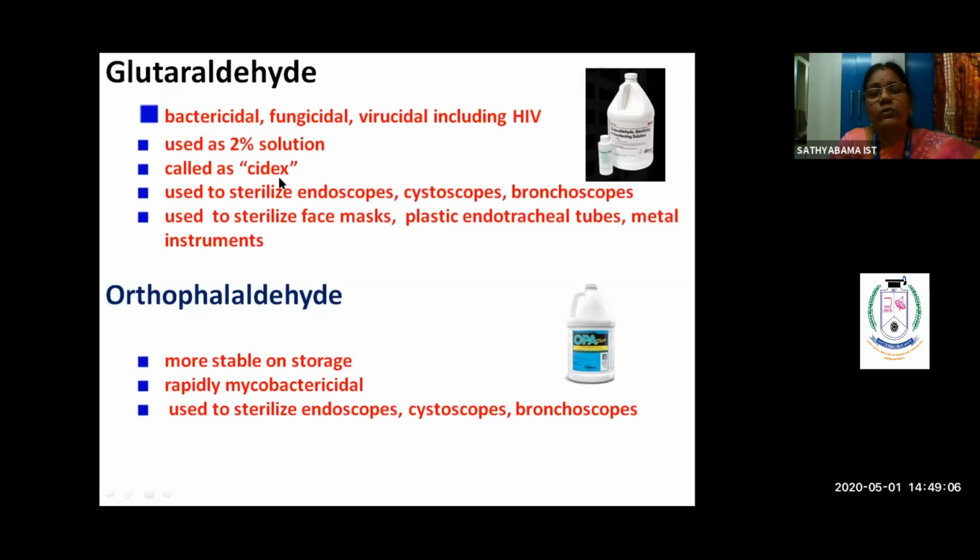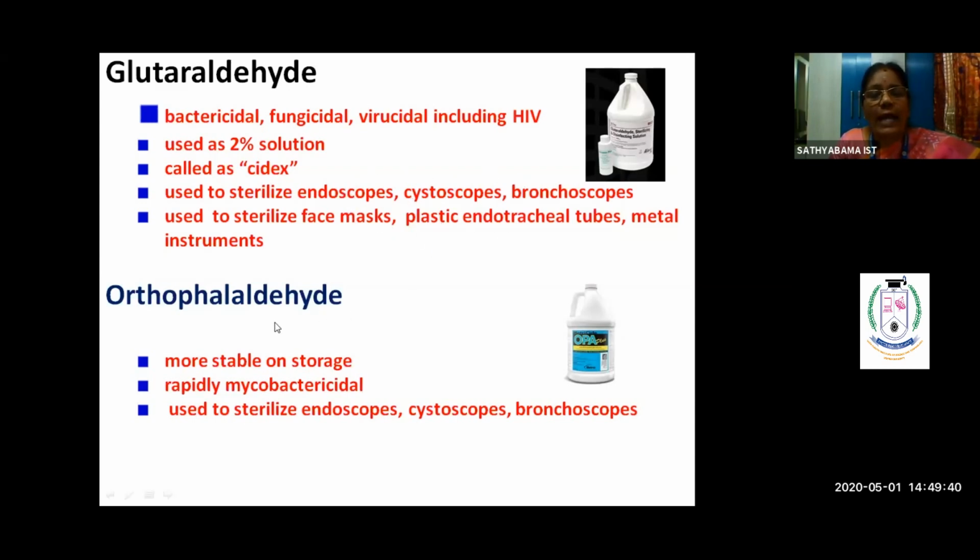For what do we use glutaraldehyde in a healthcare setting? We use them to sterilize endoscopes, cystoscopes, bronchoscopes, face masks, plastic endotracheal tubes, etc. These are the instruments which are inserted into the body, maybe through the nose, through the rectum, or through the mouth. These instruments will be inserted inside to scan the particular area. So these instruments are heat sensitive. So glutaraldehyde is the best disinfectant to sterilize them.